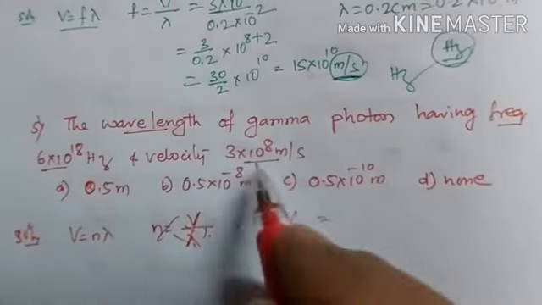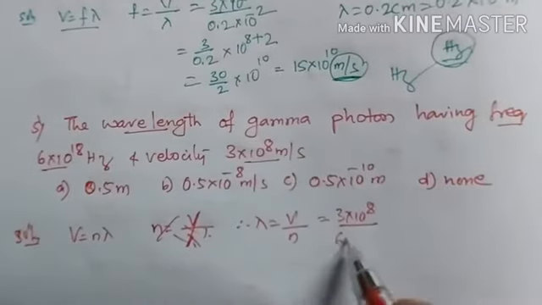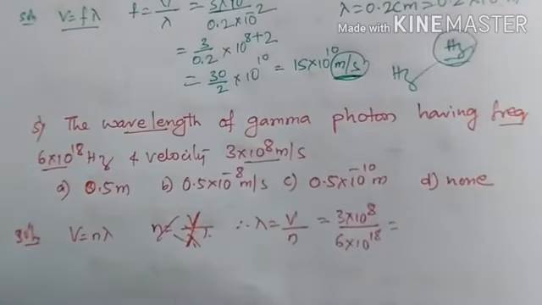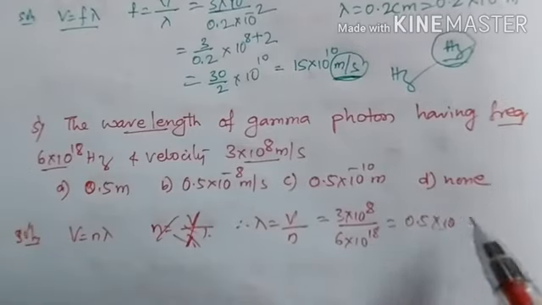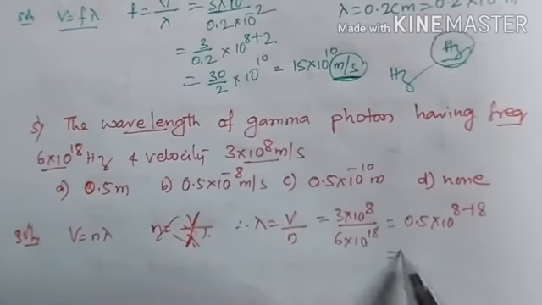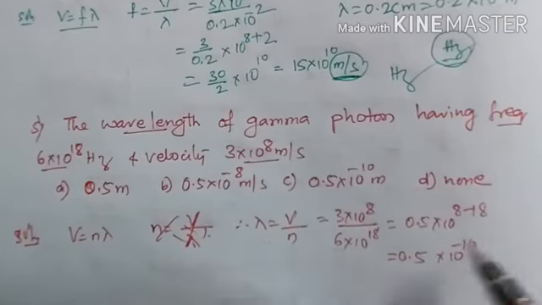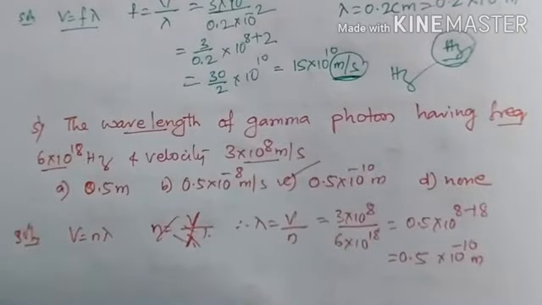Velocity is clearly 3 into 10 raised to 8 meters per second. Then frequency is 6 into 10 raised to 18. So 6 into 10 raised to 18 is the denominator. Now 3 by 6 is a half, means 0.5 into 10 raised to 8 minus 18. So 0.5 into 10 raised to minus 10. The unit should be meters, because it is the wavelength. So 0.5 into 10 raised to minus 10 meters should be our answer.